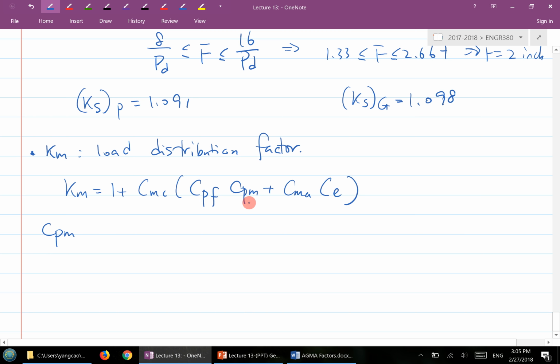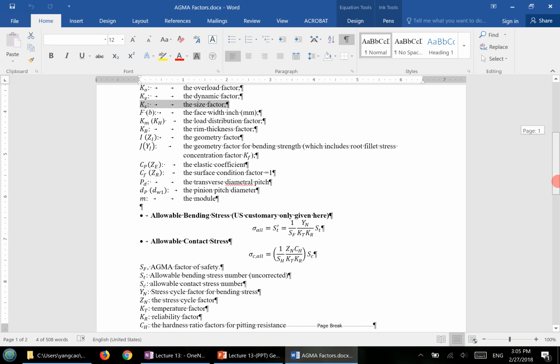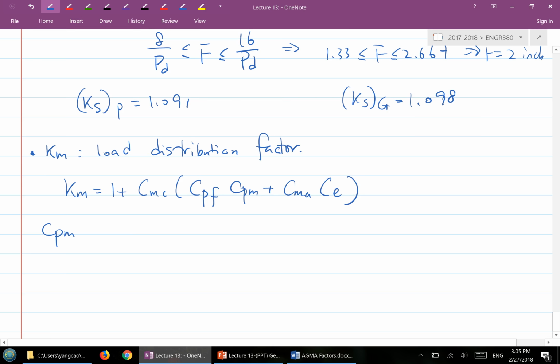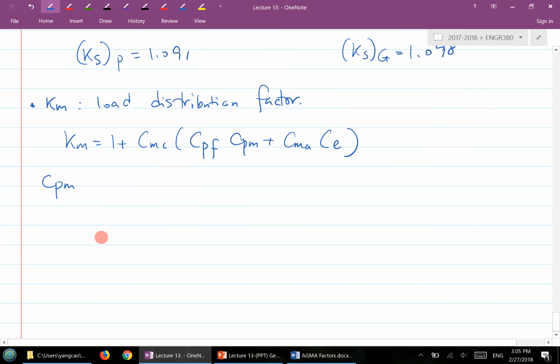First of all, this is CPM here. If you check your handouts, there is a definition for the CPM. By the way, there is a little modification: on your second page, the symbol says CPM, but it actually should be CPF. You can change that. The pinion proportion modifier is called CPF, not CPM.